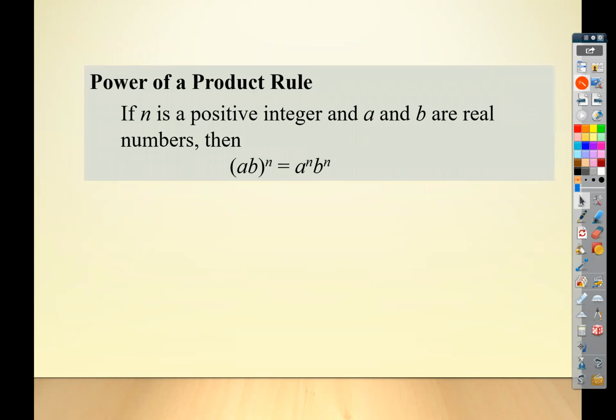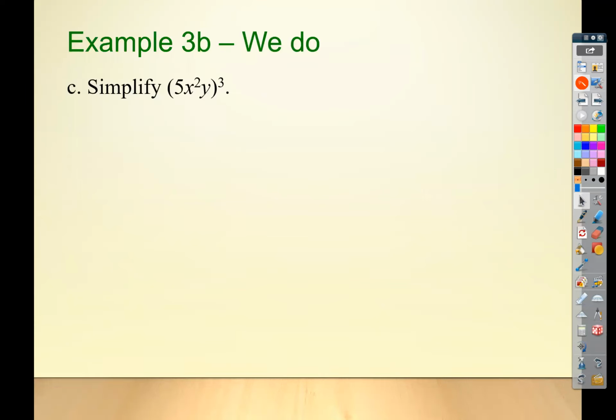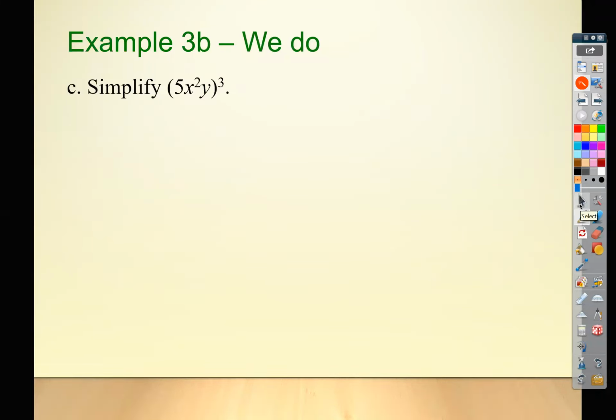So the power of a product rule, basically when you have a parentheses with multiple things inside and you have an exponent on the outside, you have to distribute that exponent to everything inside. So here we go. So simplify (5x squared y) all cubed. So what you're actually going to do is you're going to cube everything inside here.